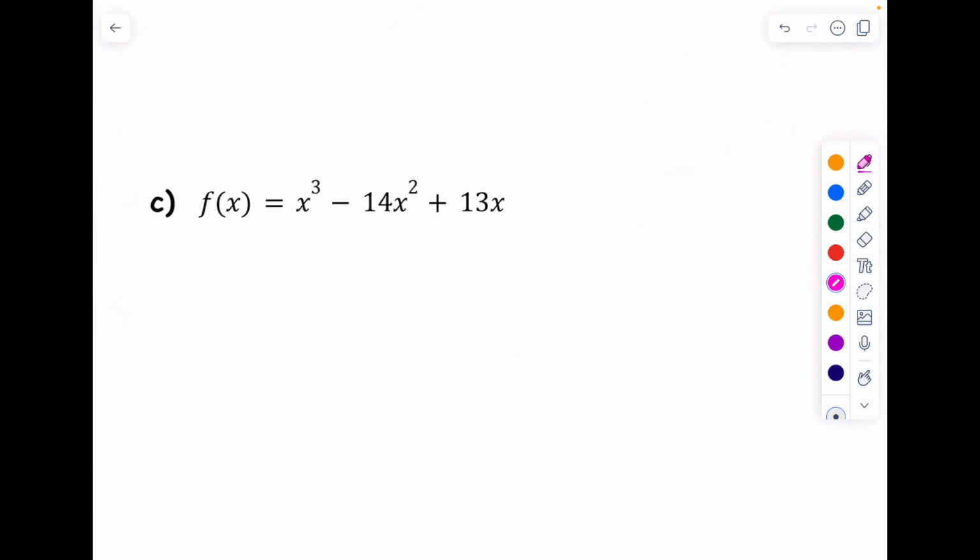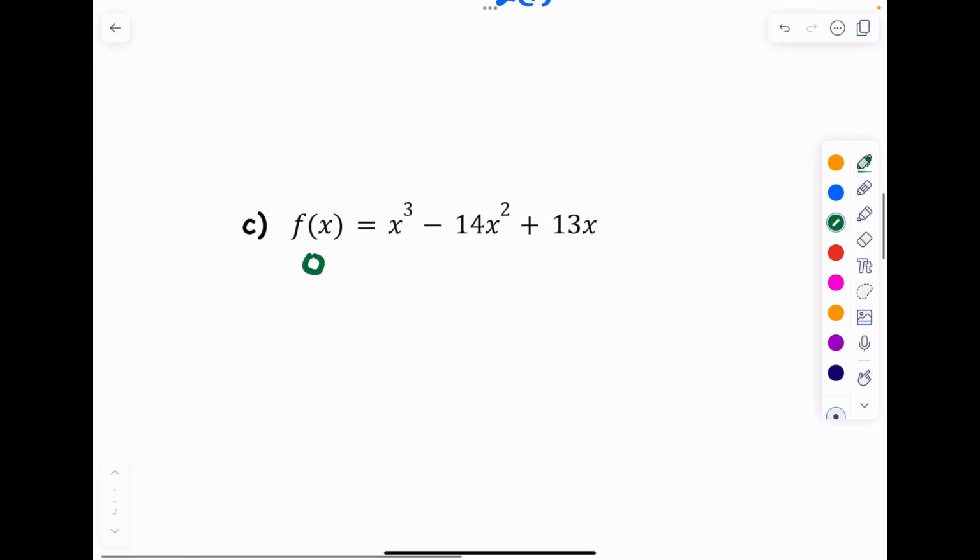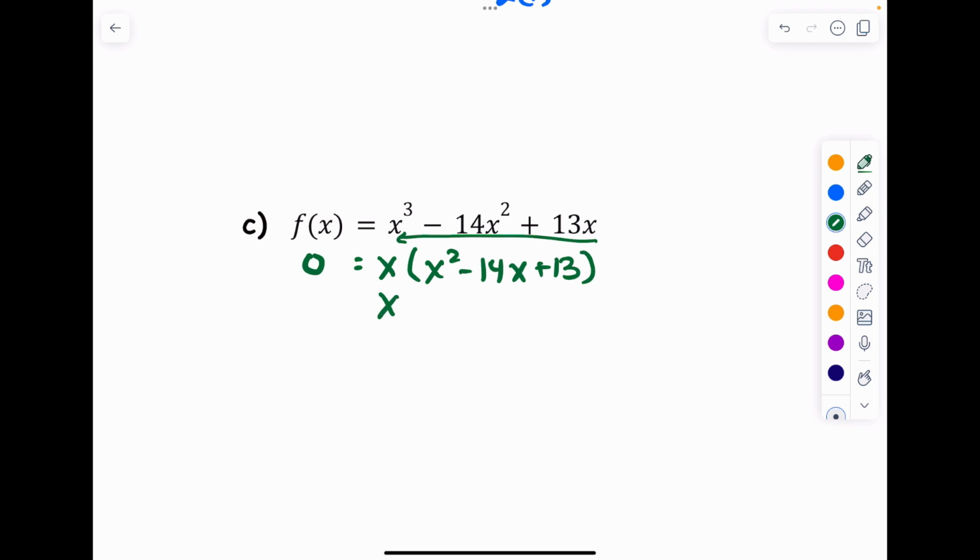Okay, this one is a little bit different because, well, first of all, we'll put 0 on one side. But we're going to notice that there's an x in all of these terms. So we're going to actually factor an x out first. x squared minus 14x plus 13. And then we can keep factoring. So we'll still have the x, but we'll have x minus 13, x minus 1, because two things that multiply to positive 13 and add to negative 14 would be -13 and -1.